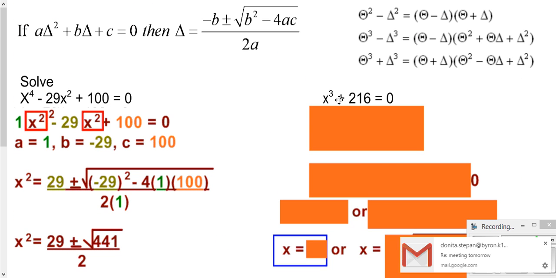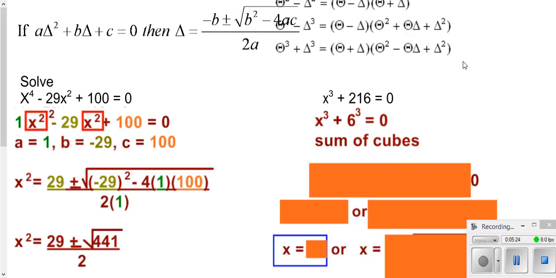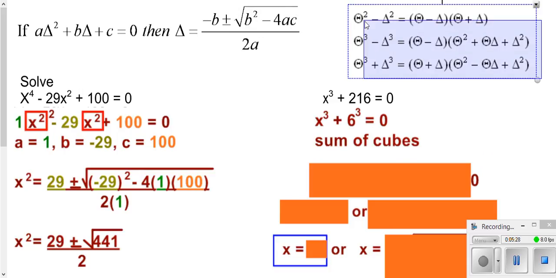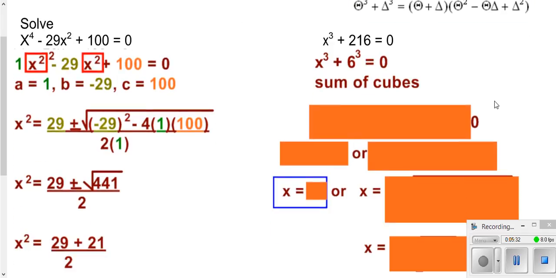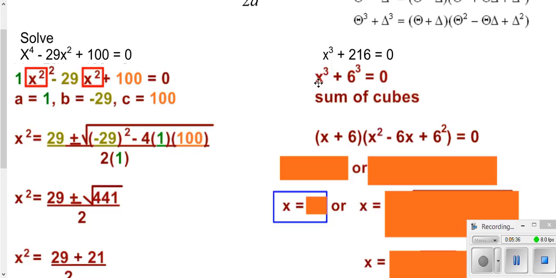Now over here, this one is not quadratic. However, it is a sum of cubes. And we've looked at solving sum of cubes before. Here are your formulas for sum of cubes, differences of cubes, and differences of squares. So we could factor it according to the sum of cubes. What's being cubed here goes in for your circle things. What's being cubed at the end, which is 6, goes in for your triangles.